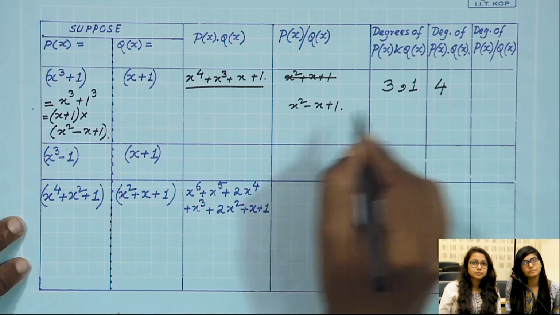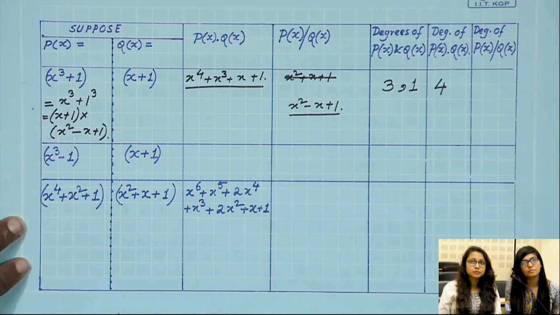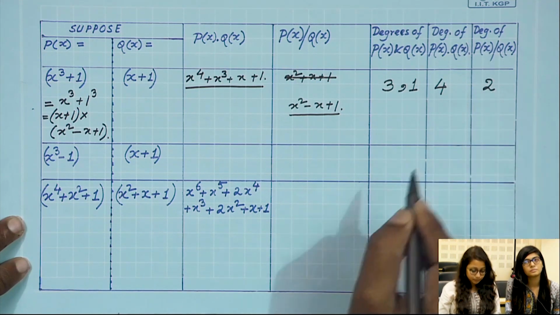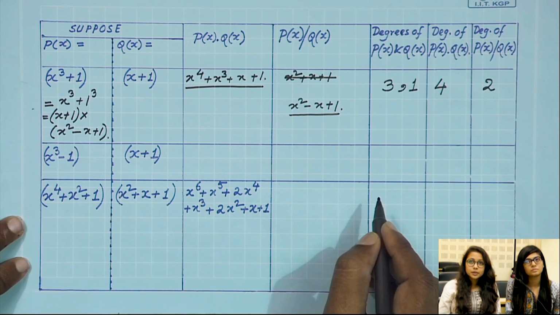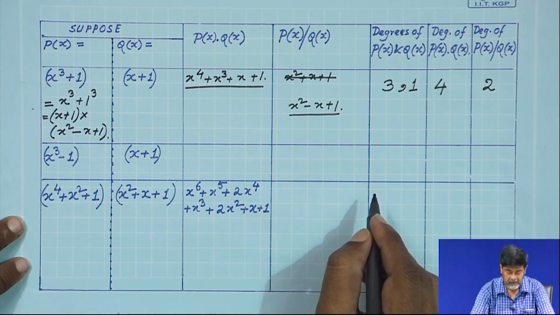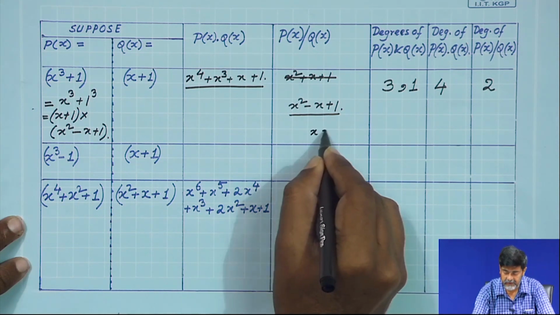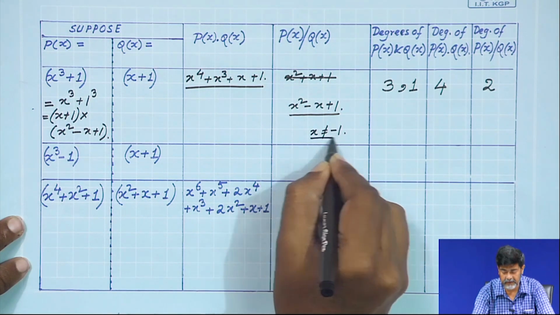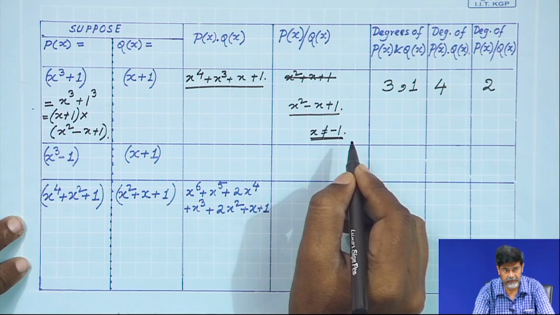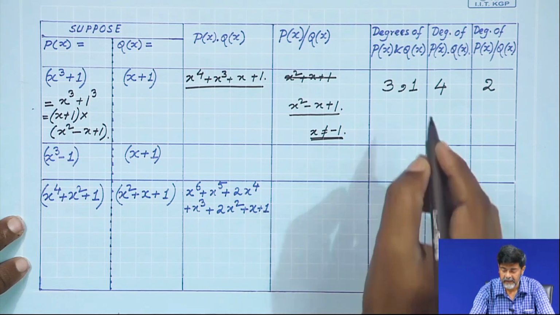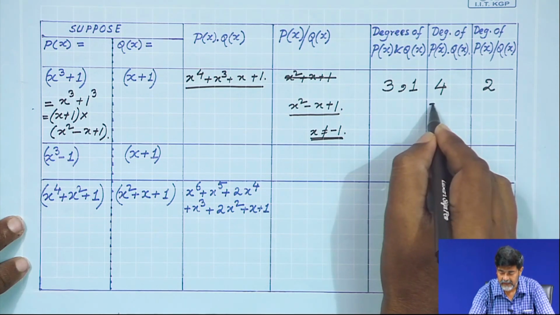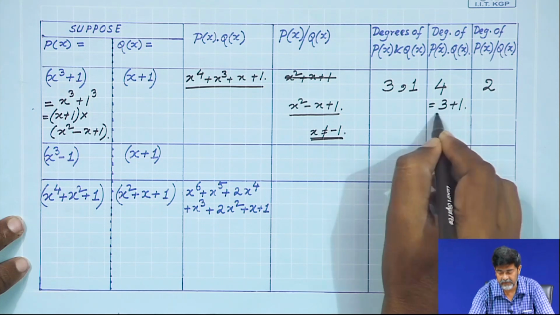And what is the degree of Px by Qx? It is 2. Now, there should be a restriction for obtaining Px by Qx. I have cancelled the expression x plus 1. Therefore, we should mention x must not be minus 1. Otherwise, x plus 1 will be 0 and cancellation by 0 will not be allowed in mathematics. Now, this 4 can be written as 3 plus 1 for this case.